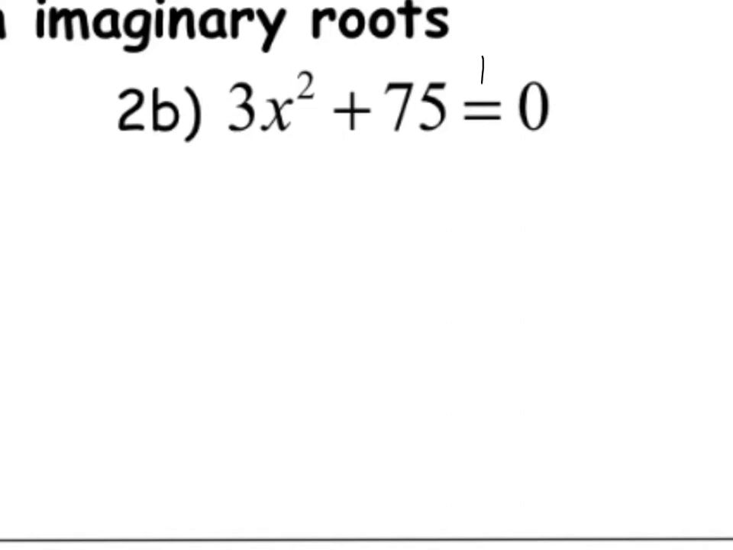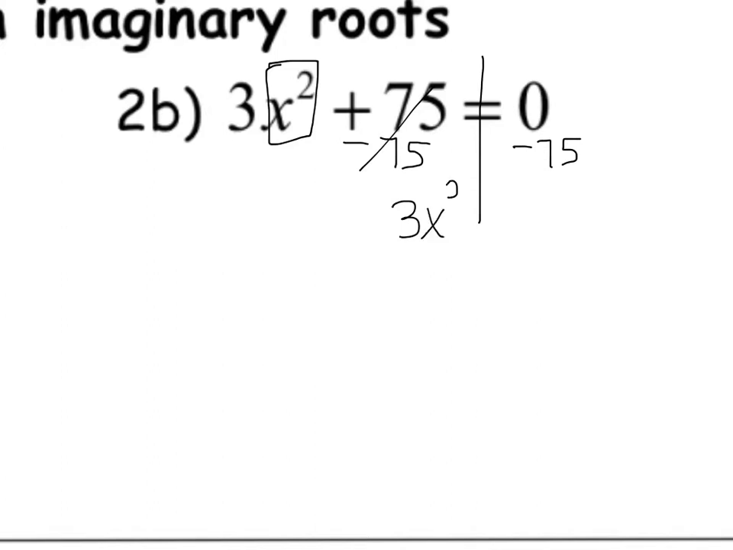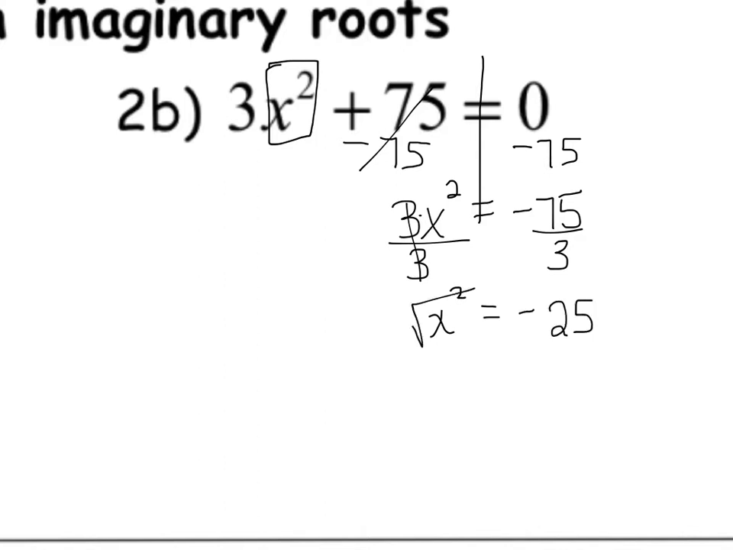This problem should look pretty familiar. We just need to get the x squared all by itself. So first we'll get rid of the 75 by subtracting, which will leave us with 3x squared equals negative 75. Next we need to get rid of the 3, so we will divide. So x squared equals negative 25. Last step is to square root. So we have x equals plus or minus the square root of 25 is 5, and the square root of a negative sign is i. So that's it.